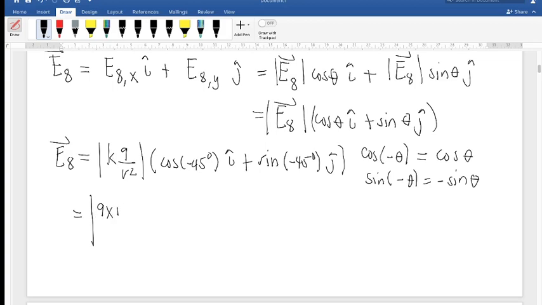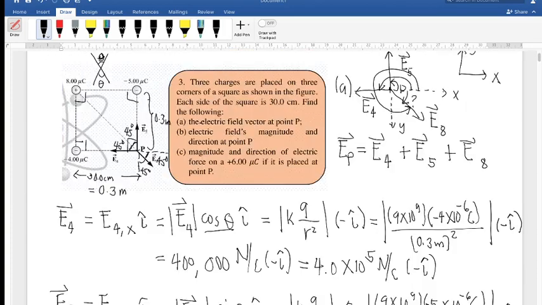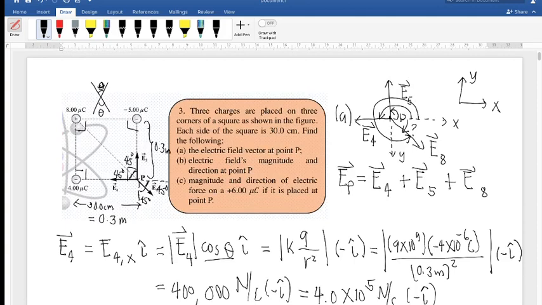That is your Coulomb's constant. Then your q is the 8 microcoulomb, so that is 8 times 10 to the negative 6 coulomb, divided by r squared. So for r squared, what is the distance of the 8 microcoulomb to P? Here, it forms a right triangle, right? So this one is just like a hypotenuse. For this side, we still have 0.3 meter, and the other side is again 0.3 meter.